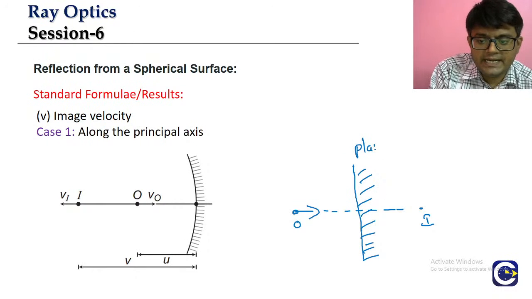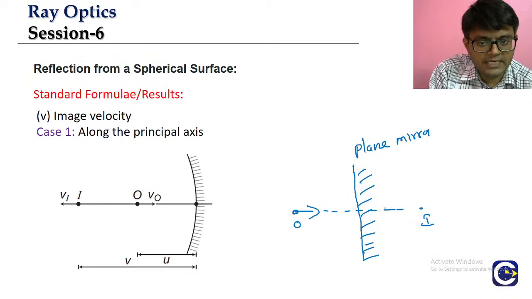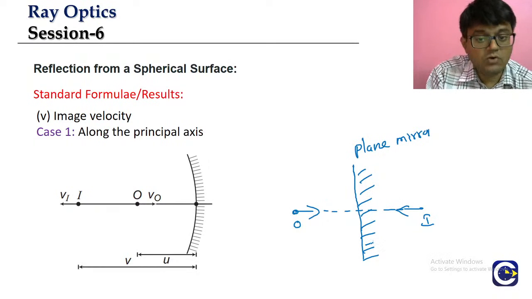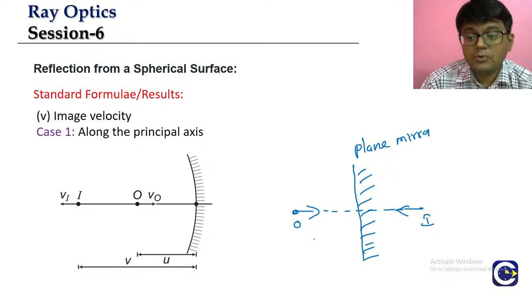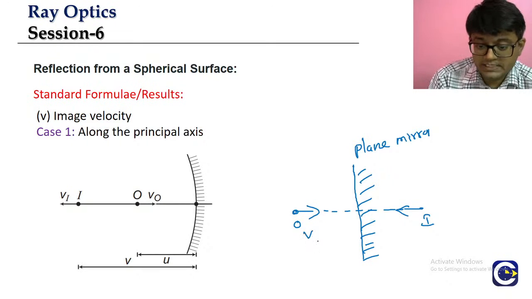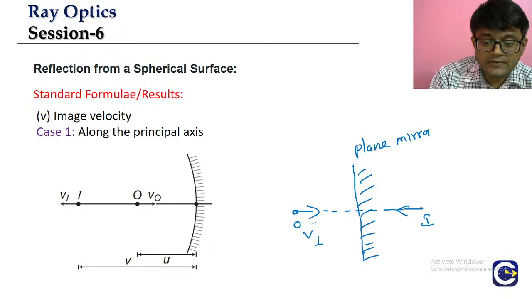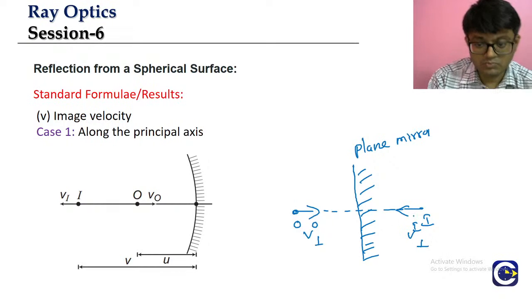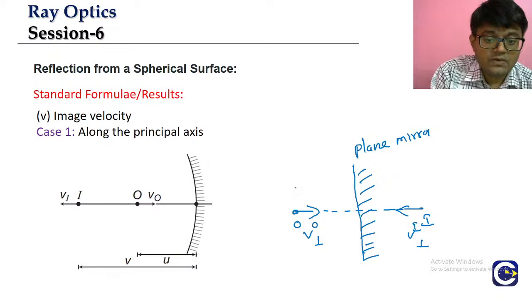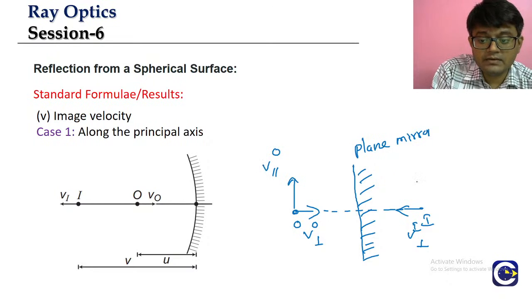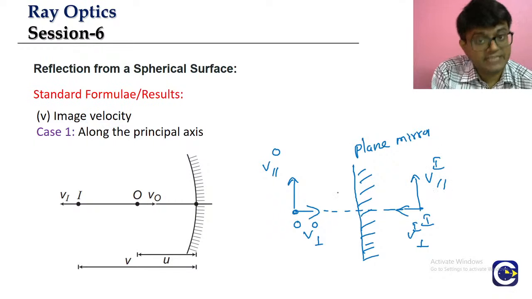So this is the plane, right? This is the plane mirror. So the velocity component perpendicular to the mirror will be what? In opposite direction. Means, look at this. This is V perpendicular for the object. This is V perpendicular for the image. So both will be in opposite directions. Whereas the velocity component parallel to the mirror for both of them, they will be what? Same.